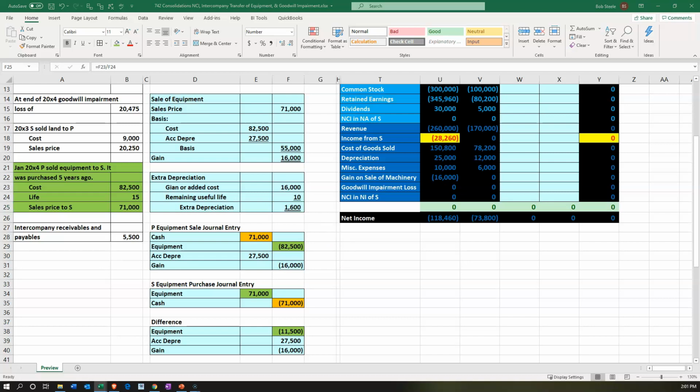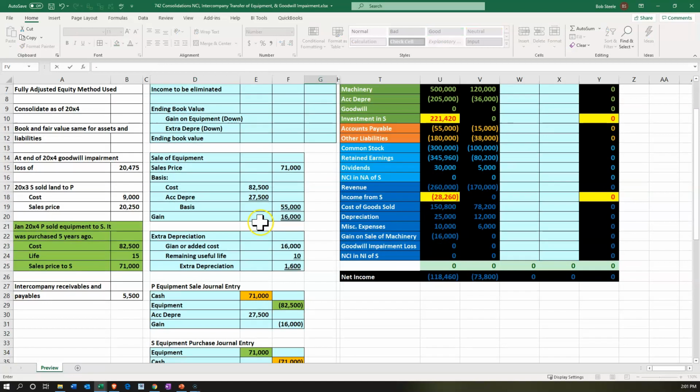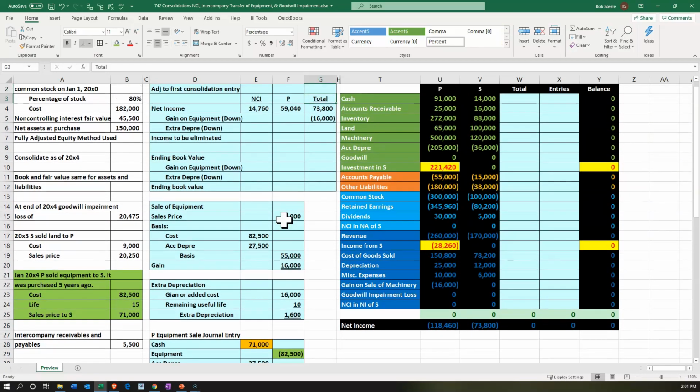Okay, so given this information, let's go back up top and think about the gain on the equipment. I'm going to say gain on the equipment down, because it was a sale from P to S. That's what the down is going to stand for. That's going to be the gain of the 16, so I'm going to pick up this 16,000. Now, because it's a down transaction, we're just going to put that entire 16 to P. We're not breaking it out between controlling and non-controlling, the 80-20. We're just going to allocate it all to P.